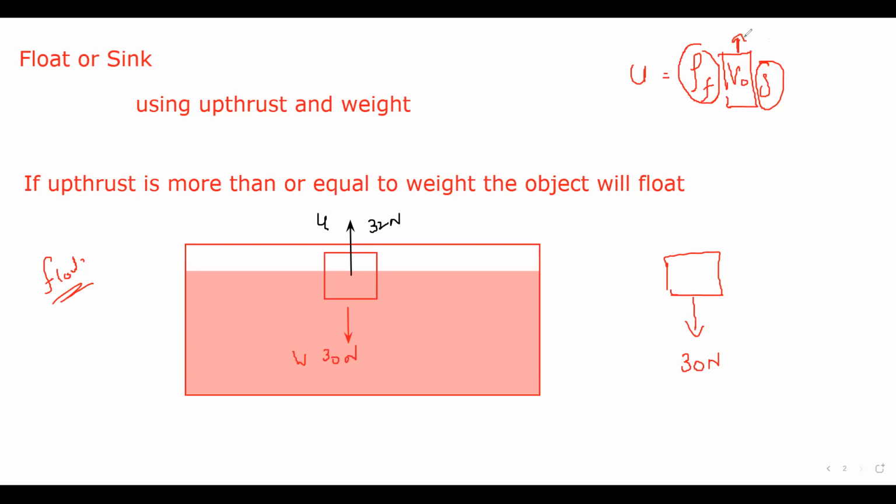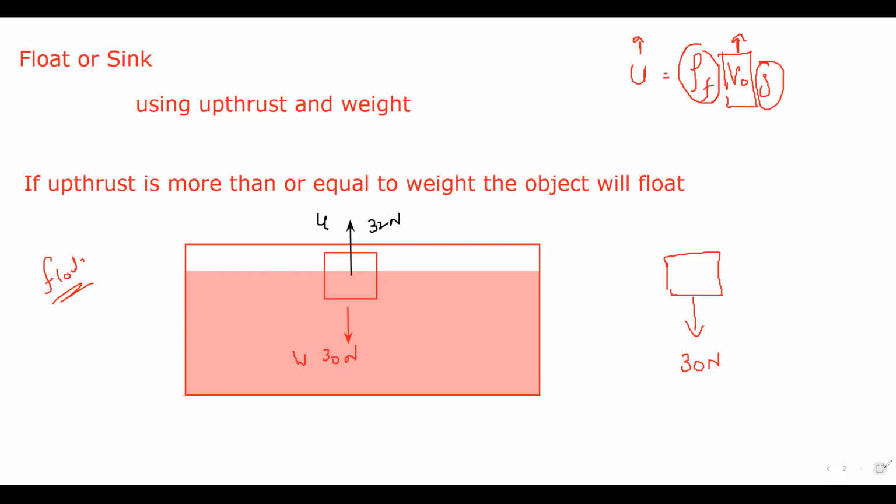So if we increase the volume of the object, what happens to the upthrust? The upthrust will also increase. That's how they make these large ships float, because they have a greater volume. They displace a greater amount of fluid, so the upthrust increases, and as the upthrust increases, the ship will float on the surface of the water.